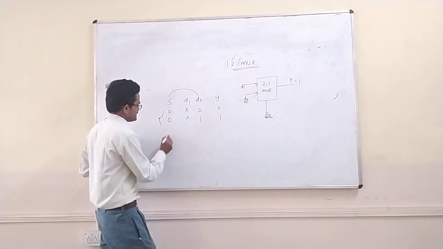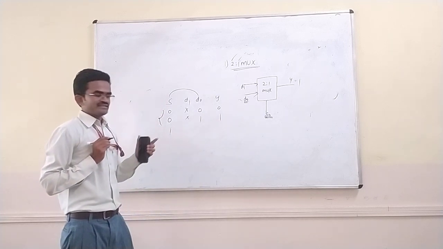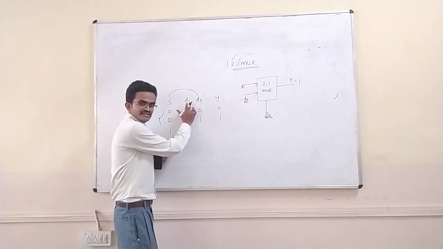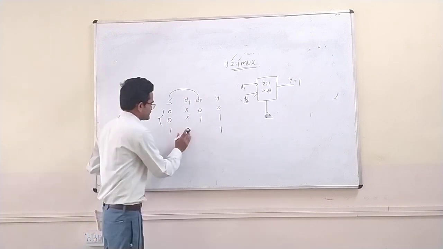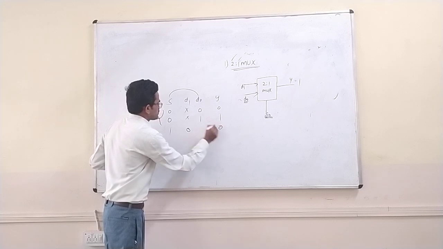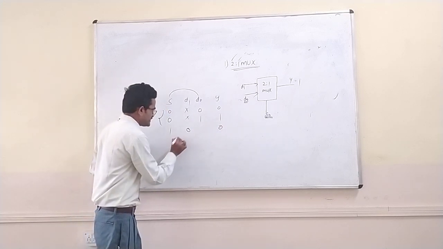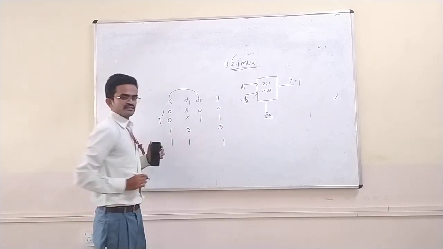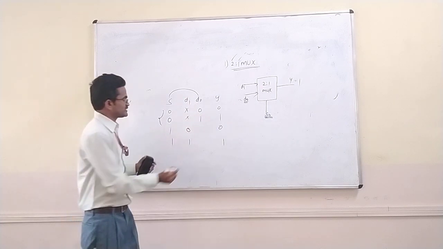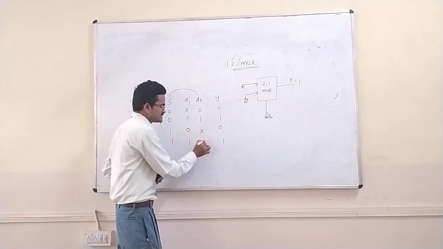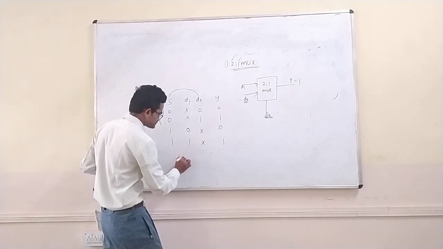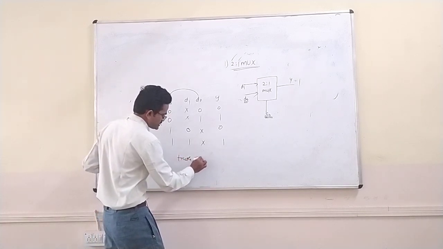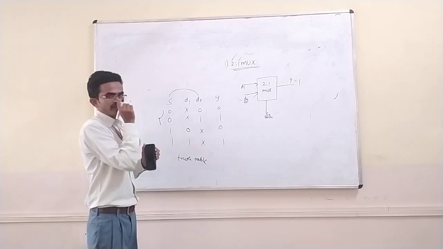Similarly, when the select line is 1, D1 is selected. If D1 is 0, the output is 0. If D1 is 1, the output is 1. It won't bother about D0, which can be either 0 or 1. That's why I consider don't care terms. So this is the truth table for the 2:1 multiplexer.